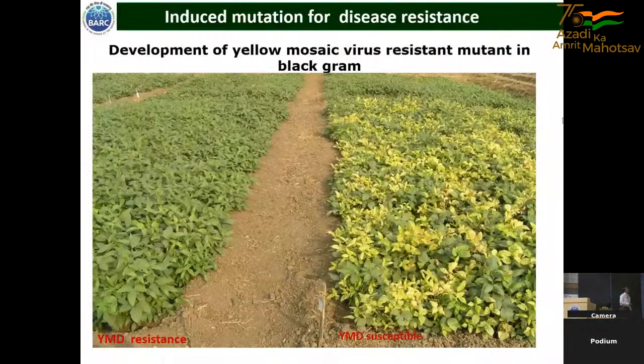And again, we can induce disease resistance also through radiation using mutagens. So this is one viral disease, what we call as yellow mosaic viral disease. And you can see how the entire field is infected, and you can see the resistant plant. Not even a single plant has been infected by the virus. That shows how the mutation has happened in a particular gene to protect the crop from the virus.